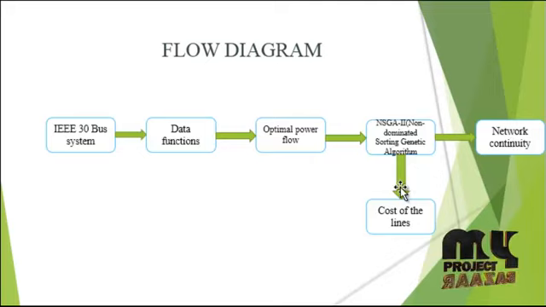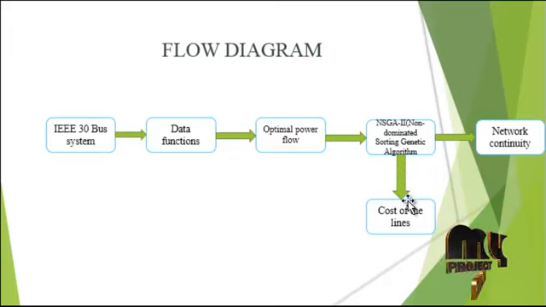Another objective is the cost function. The cost function is nothing but the overall cost of our system. If our cost is efficient, our system is also efficient. We can address some economic issues, and protection devices are also provided in our 30 bus system. So our system is efficient, and continuity is also fully monitored. This is the entire process of our system.